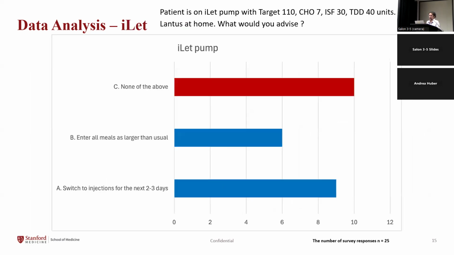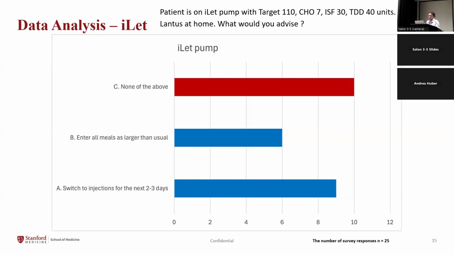Last was iLet. And as you can see, there was not a real consensus on what we should be doing because iLet is a self-learning pump. So even the options that we gave the MDs were a little subject to change because we're still discovering what we can do with iLet.